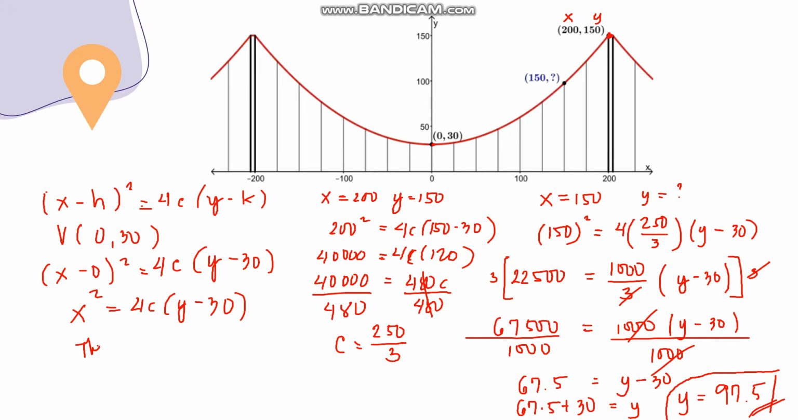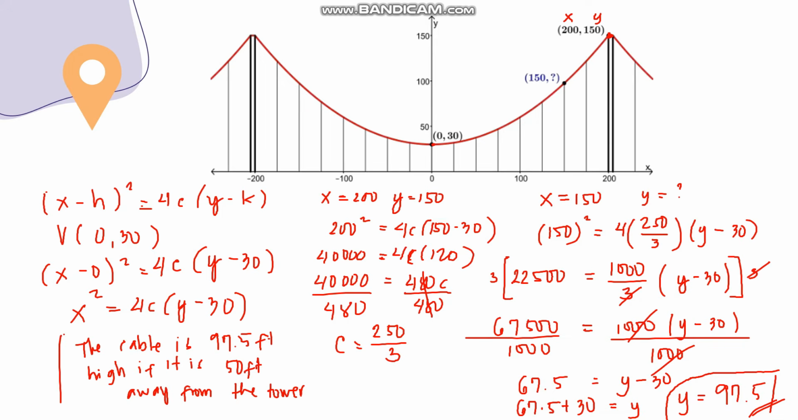Therefore, we can now say that the cable is 97.5 feet high if it is 50 feet away from the tower. So that is now our final answer. So if x is 150, the value of y is 97.5.